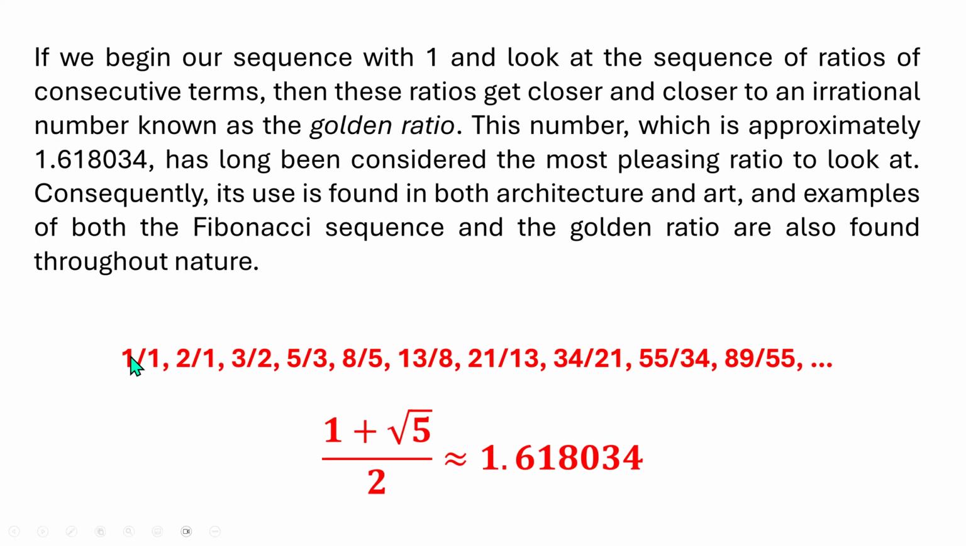So here we generate a second sequence by just taking ratios of successive terms. So we got 1 over 1, 2 over 1, 3 over 2, 5 over 3, 8 over 5. And these ratios get closer and closer to 1 plus square root of 5 over 2, which is the exact value of the golden ratio.